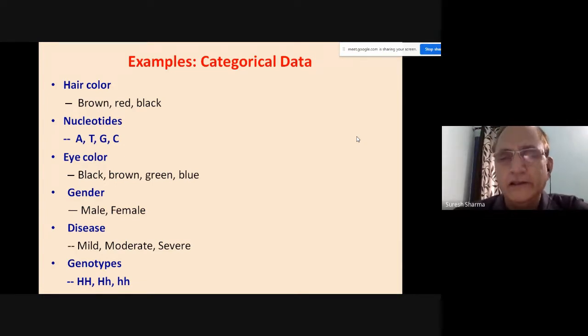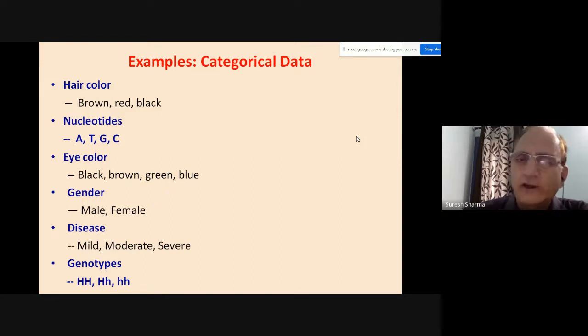For example, hair color. Hair color could be brown, red, black. Now, I was afraid of putting white there because people sometimes get depressed. Our entire body is made up of 4 types of nucleotides, known as ATGC. I can write A as 1, T as 2, G as 3, C as 4. Similarly, hair color can be written as 1, 2, 3. Eye color, which is black, brown, green, blue, can be written as 1, 2, 3, 4.